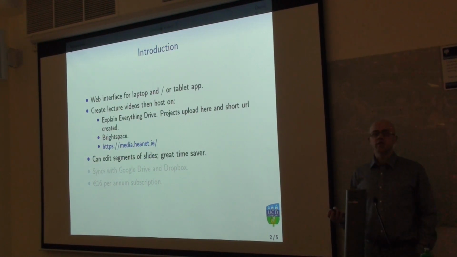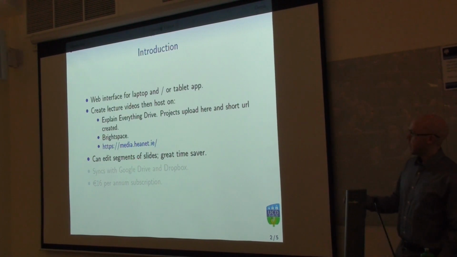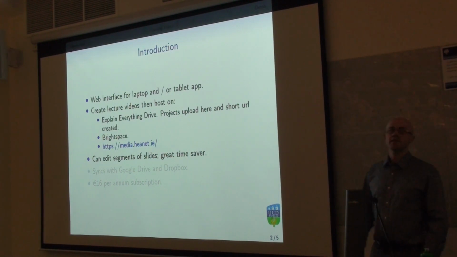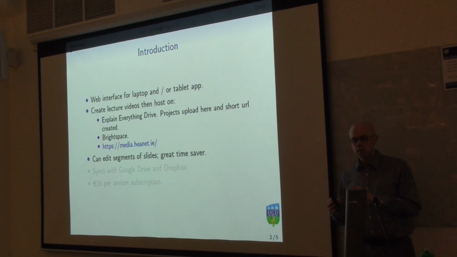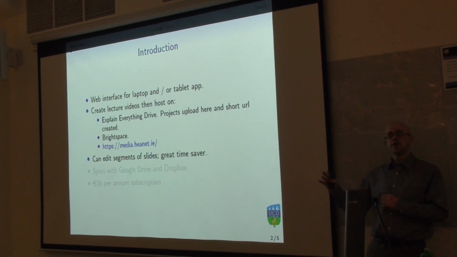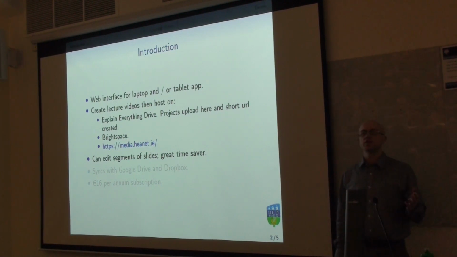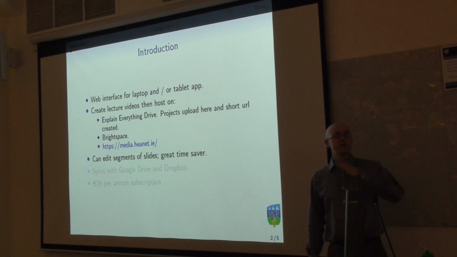One of the nice things about Explain Everything is that you can edit segments of slides. This is a great time saver. So you create a slide, and you speak over the slide, and you add some content in the way I'm going to show you, and you get up to 5 minutes, and then you realise you made a mistake in the first 30 seconds. You don't need to record the whole slide again.